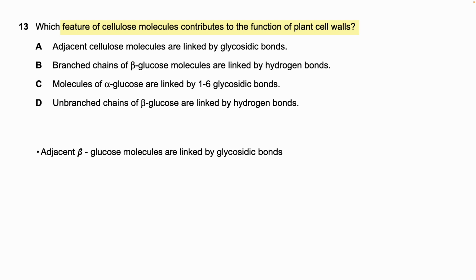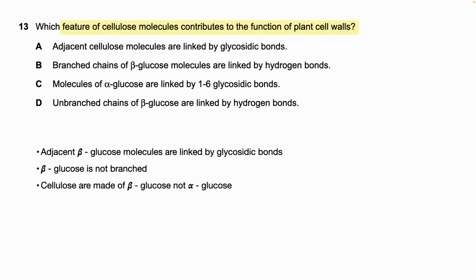Branched chains of beta glucose molecules are linked by hydrogen bonds. Beta glucose is not at all branched, they just form a straight chain, so there will never be a branched chain. Option B is also wrong. Molecules of alpha glucose are linked by 1,6 glycosidic bond. Here the cellulose molecules are formed only by beta glucose, so the alpha glucose does not even come. So option C is completely wrong.